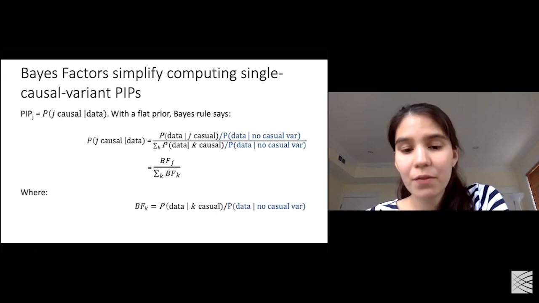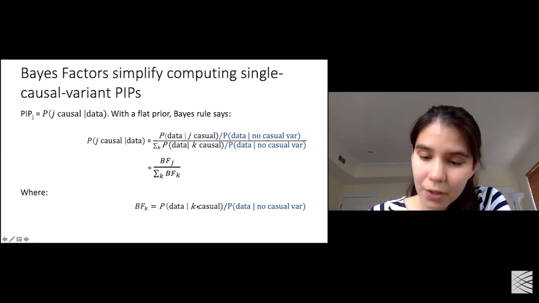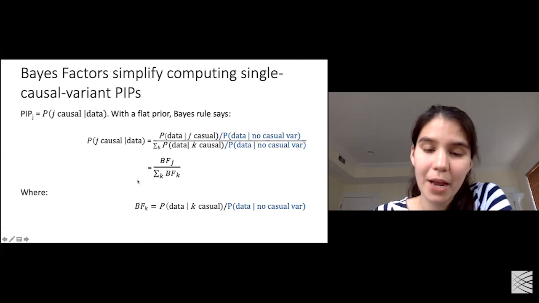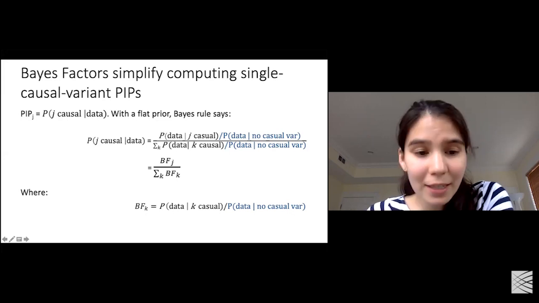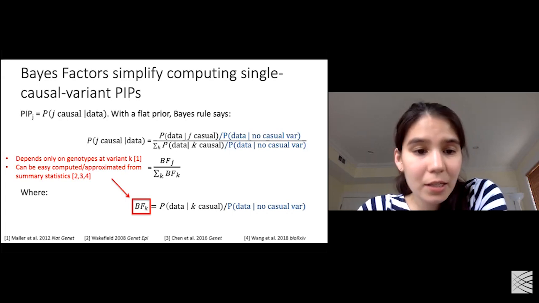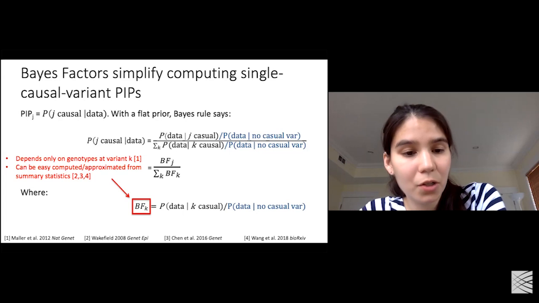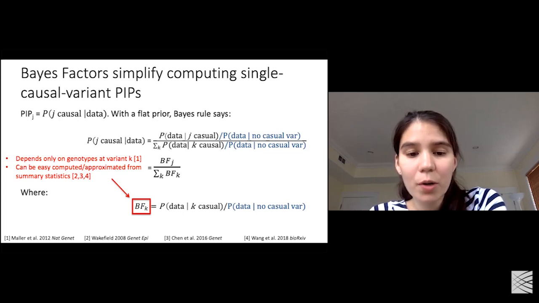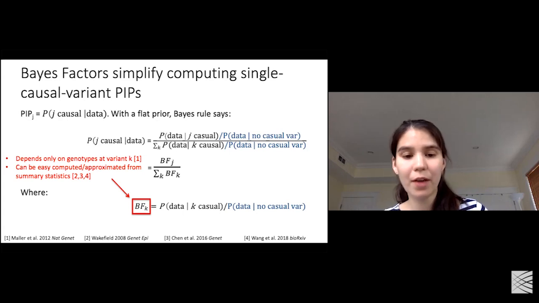And now we can call this new quantity a Bayes factor. So the Bayes factor is the likelihood of the data given that variant K is causal divided by this null probability. And this just allows us to rewrite our PIP as the Bayes factor for SNP-J divided by the sum over all variants of the Bayes factors. And the reason that this is a nice thing is because this Bayes factor turns out to be pretty simple to compute. And so Maller et al. showed that you don't actually need to model all of the data at the locus to compute the Bayes factor for a single variant.